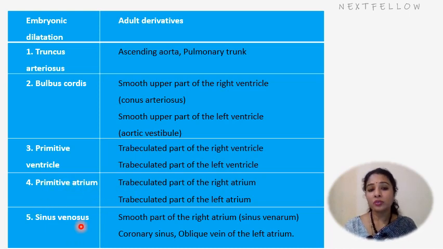Lastly, the sinus venosus. The sinus venosus gets absorbed into the developing heart and forms the smooth part of the right atrium, which is the posterior part of the right atrium, called sinus venarum, and it also takes part in the formation of the coronary sinus and the oblique vein of the left atrium. So these are the derivatives of the sinus venosus in the adult heart.